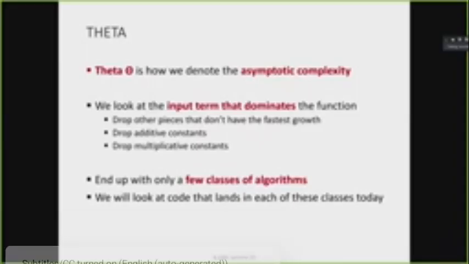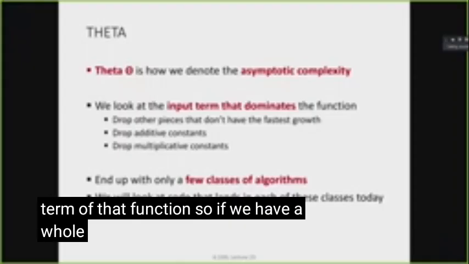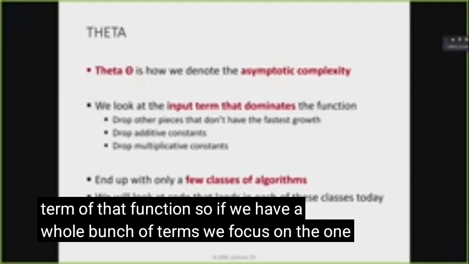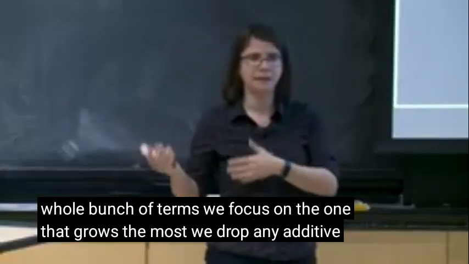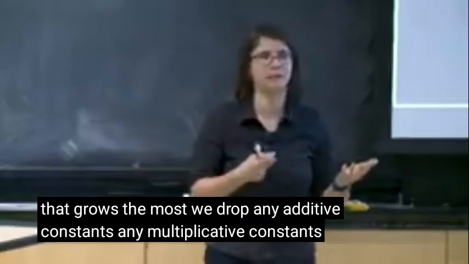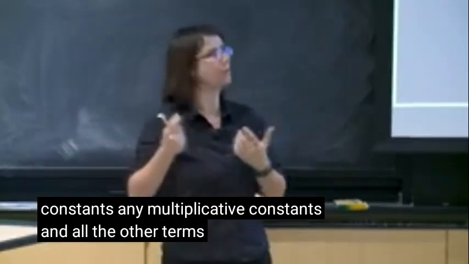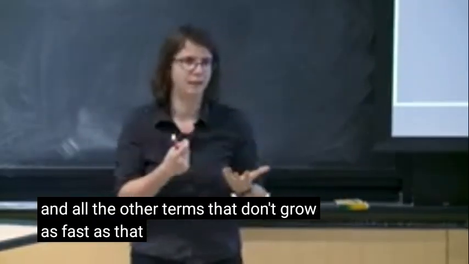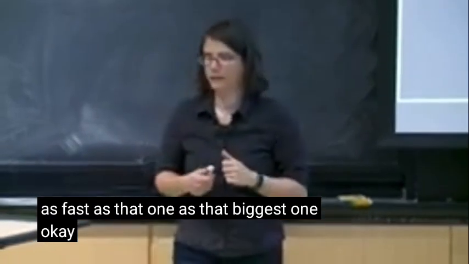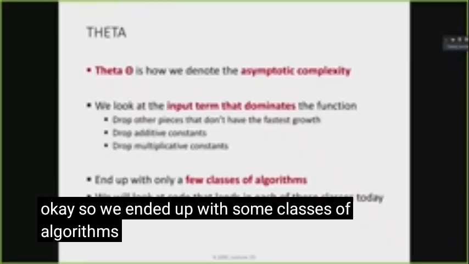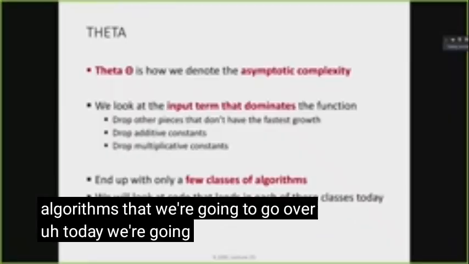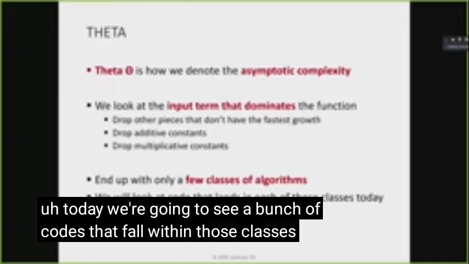So at the end of last lecture, we basically said that given some function, the theta for that function is going to be the dominant term of that function. So if we have a whole bunch of terms, we focus on the one that grows the most. We drop any additive constants, any multiplicative constants, and all the other terms that don't grow as fast as that biggest one. So we ended up with some classes of algorithms that we're going to go over today. We're going to see a bunch of codes that fall within those classes of algorithms.